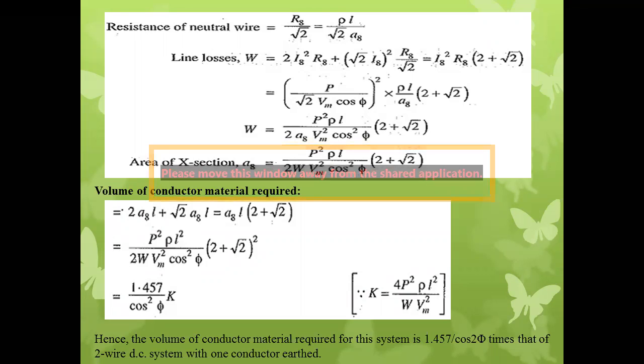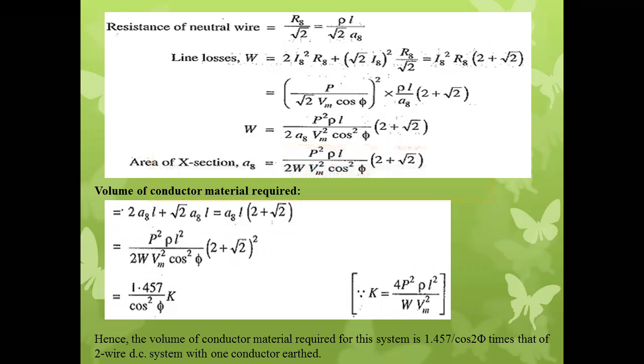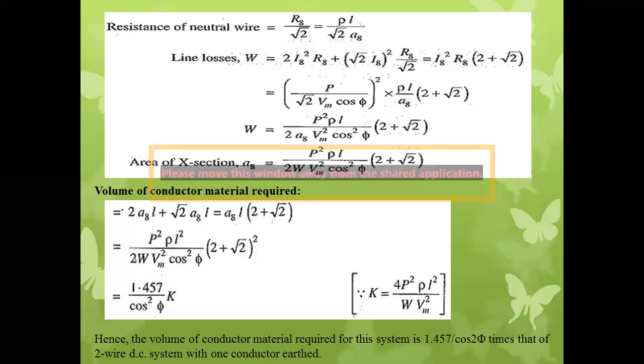So simply put the value for the I8. I8 means the load current value, and we have to substitute it over here. After simplification, we will directly get the formula: P square rho L divided by 2 into A8 Vm square cos square phi into 2 plus root 2.